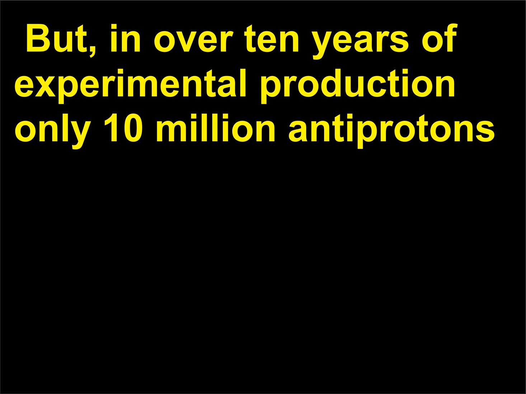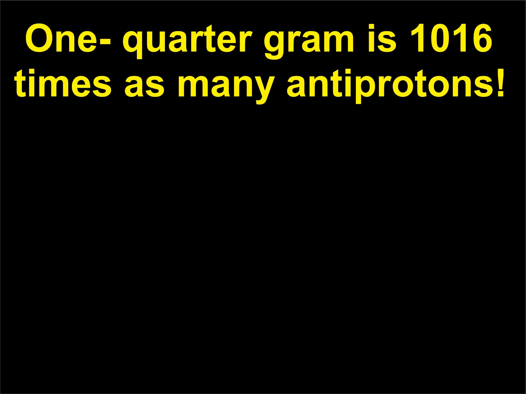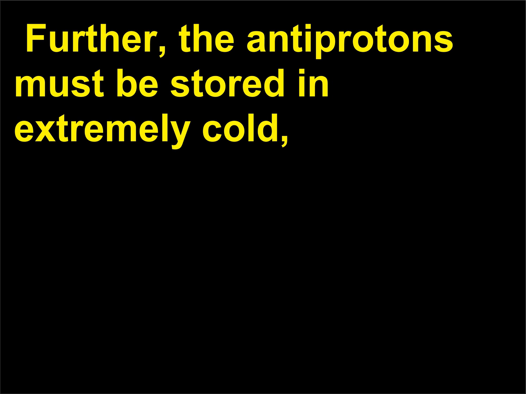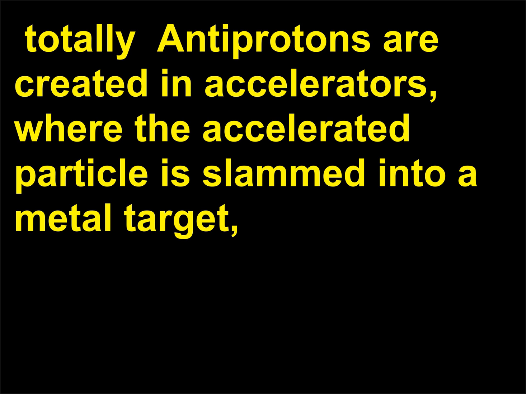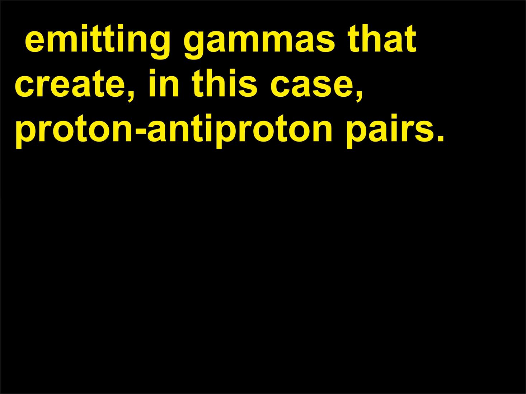But in over 10 years of experimental production, only 10 million antiprotons have been trapped and stored for times ranging from seconds to months. 1/4 gram is 10^16 times as many antiprotons. Further, the antiprotons must be stored extremely cold. Antiprotons are created in accelerators, where the accelerated particle is slammed into a metal target, emitting gammas that create, in this case, proton-antiproton pairs.